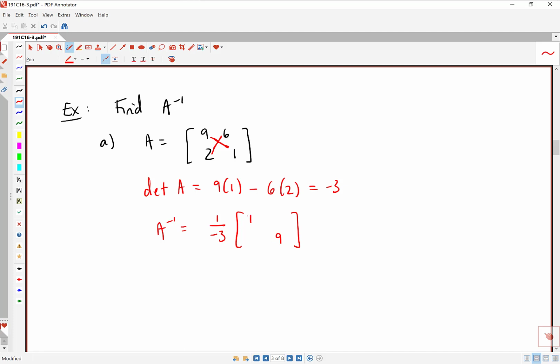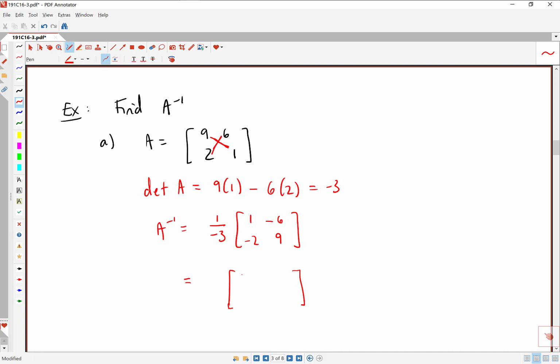So the main diagonal is the diagonal that runs from the top left to the bottom right. So we get 1 and 9 on the diagonal, and then on the off diagonal, the signs are going to change. So negative 6, negative 2. You could leave your answer like this, or what you might prefer to do is just multiply each entry in the matrix by 1 over negative 3, because we know that a number out in front of a matrix just multiplies with each entry in that matrix.